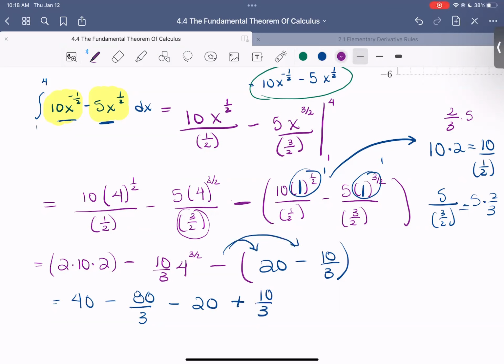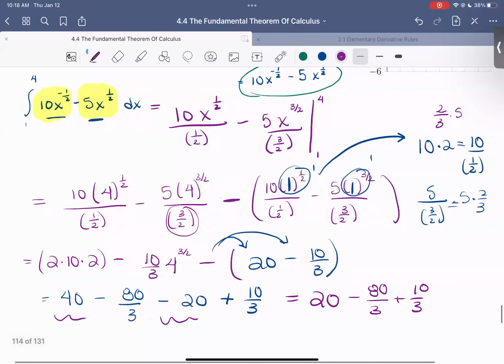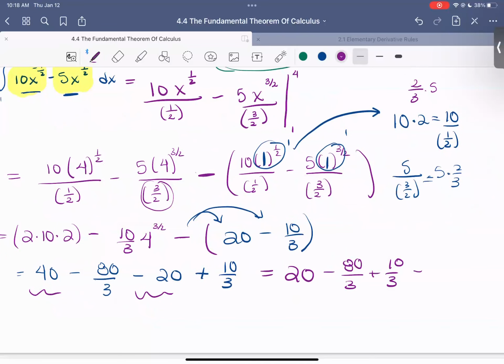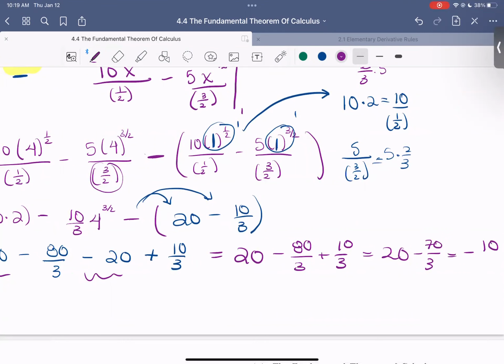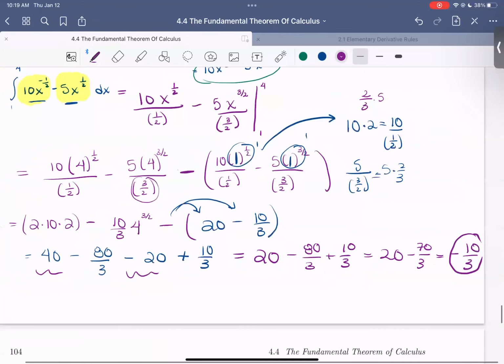So now we can kind of combine some terms to help us simplify. So 40 minus 20 would give us just 20. Then we have minus 80/3 plus 10/3. All right, so we're dealing with a lot of thirds. That just gives us 20 minus 70/3. And if we carry out that fraction, that is going to give us negative 10/3. So our final answer here is negative 10/3.